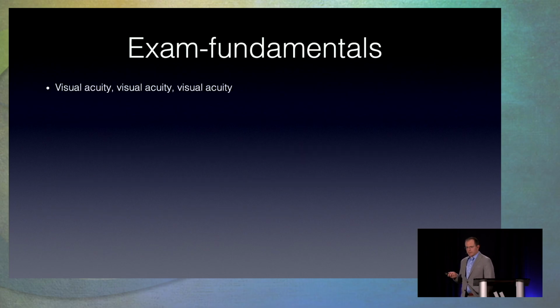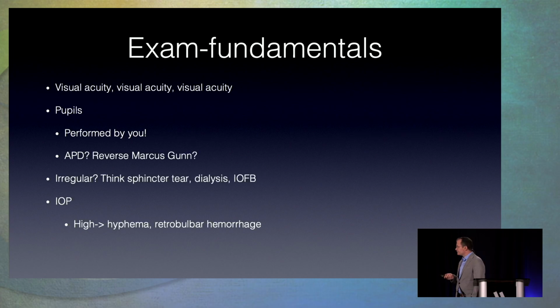So exam fundamentals, the three most important things are visual acuity, in terms of their initial prognostic sign, followed, I think, closely by pupils. And I know in the office, in our routine patients, maybe the tech is doing that, but I always like to assess the pupils myself when I see a trauma patient, not just for the reaction and whether or not there's an afferent pupillary defect, but also the shape of the pupil that can give you a hint as to where there might be an iris sphincter tear or an iridodialysis or some focal trauma that can penetrate an IOFB.